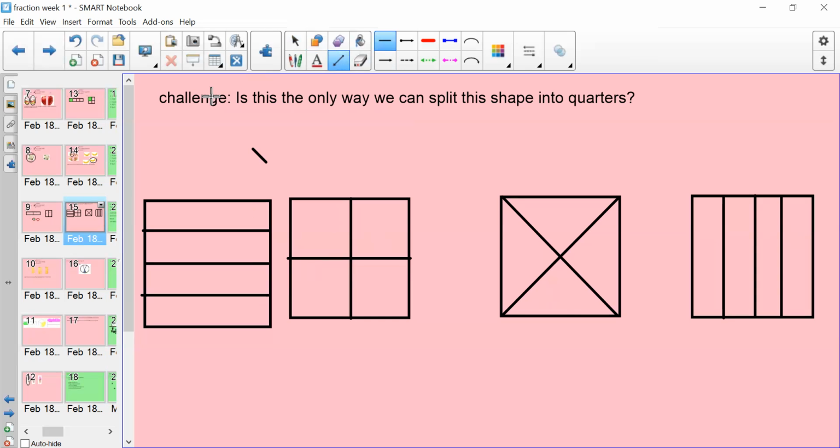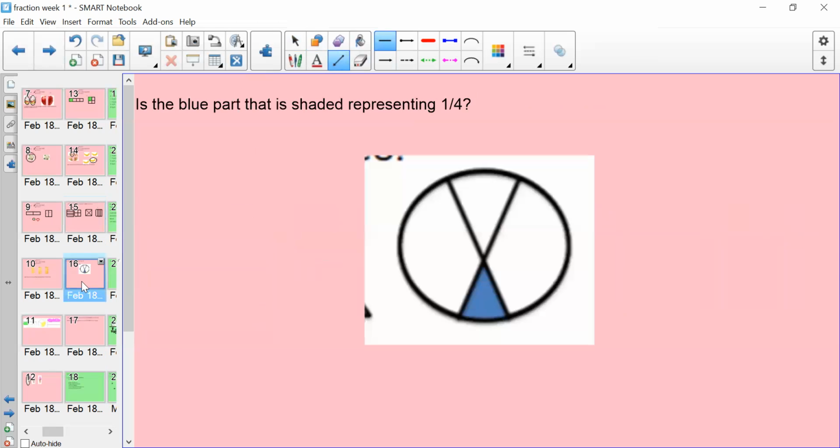Okay, then another question is the blue part that is shaded representing 1 quarter? So I'd like you to pause the video and have a think about that and write your answer down. So the good way to practice your reasoning and problem solving skills is to be writing about your maths. So is the blue part that is shaded representing 1 quarter? Okay, and your answer is going to be no.